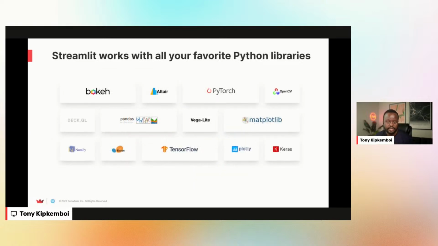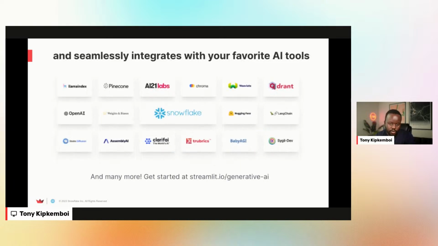Streamlit is immediately operational in your existing data-centric workflows. Because Streamlit is a Python framework, it's compatible with your favorite Python libraries such as Altair, PyTorch, Vega-Lite, and much more, like you can see on the screen. So pretty much anything you can do in Python can also be done in a Streamlit app. Streamlit also works seamlessly with your favorite AI tools like LlamaIndex, Pinecone, OpenAI, LangChain. I mean, the list never ends at this point.